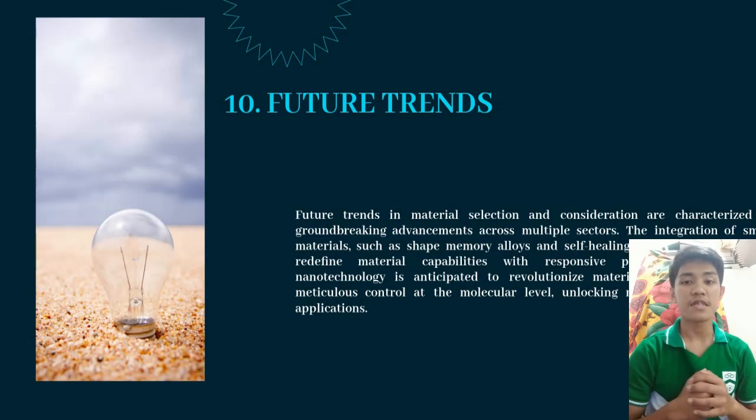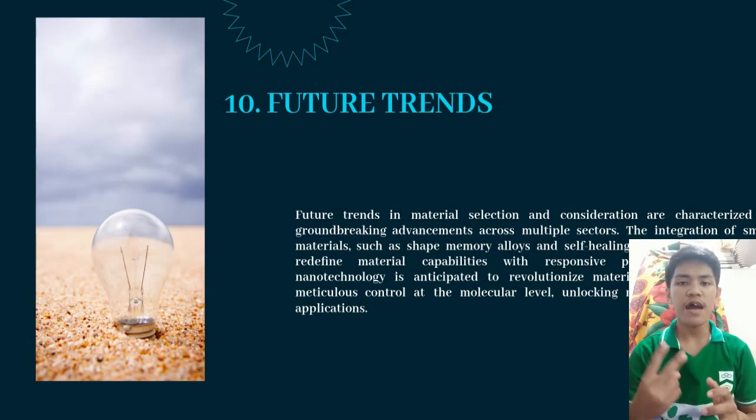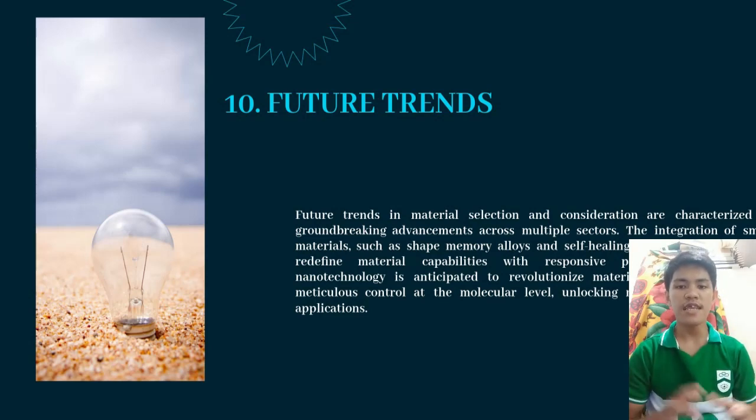The trajectory of material selection is poised for a transformative shift with emerging trends shaping the future landscape. First and foremost, there is a discernible move toward the integration of smart materials. These are materials that exhibit responsiveness to external stimuli such as temperature change or mechanical stress, introducing adaptive functionalities. This trend holds promise across diverse sectors, ranging from self-healing materials in construction to the utilization of shape memory alloys.